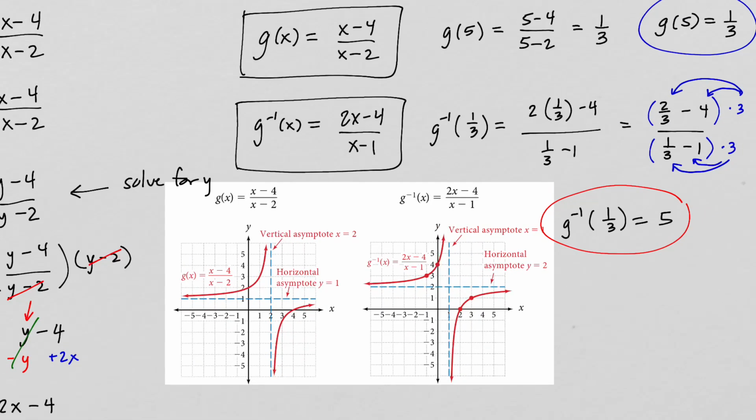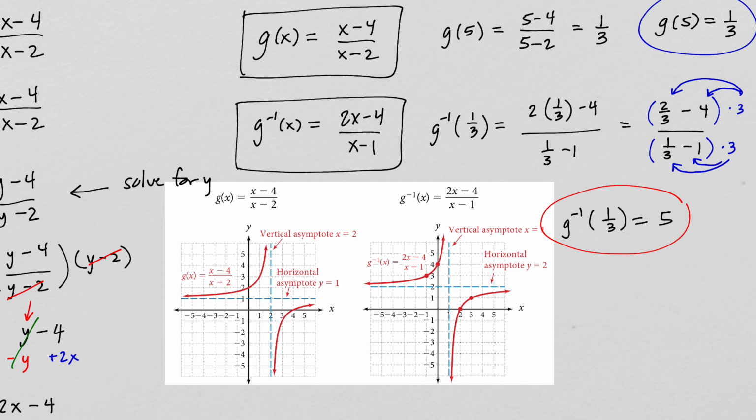Now, just to talk about the graphs a little bit, I don't have the graphs on the same set of axes here because if you put these on the same set of axes, it's kind of hard to see what's going on. But here is the original function, and here is the graph of that original function. It's a rational function. Notice that it has a vertical asymptote at x equals 2 and a horizontal asymptote at y equals 1. And here is the graph of the inverse function that we found here. It is also a rational function. Notice that the horizontal asymptote is y equals 2 and the vertical asymptote is x equals 1.